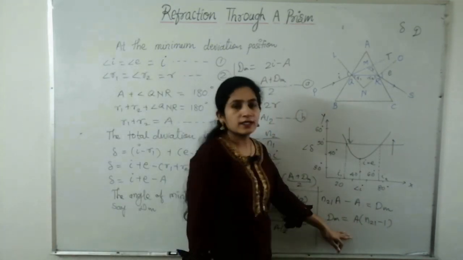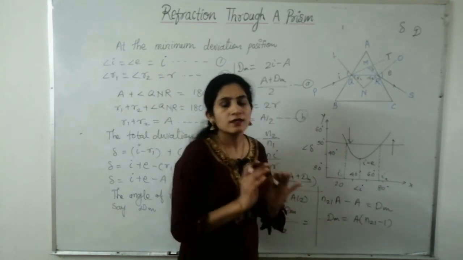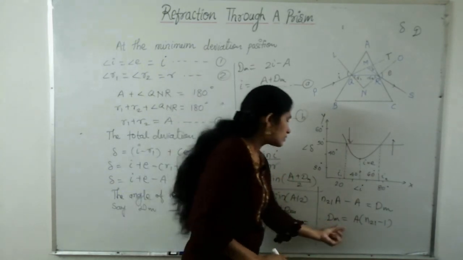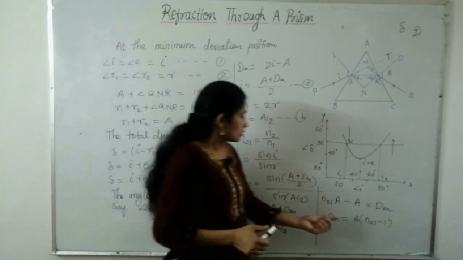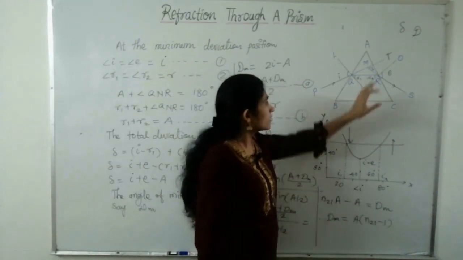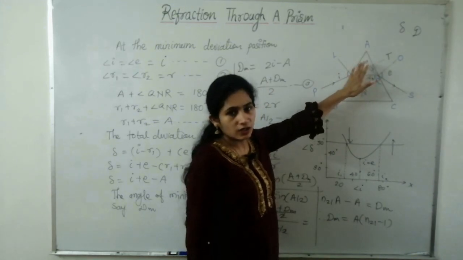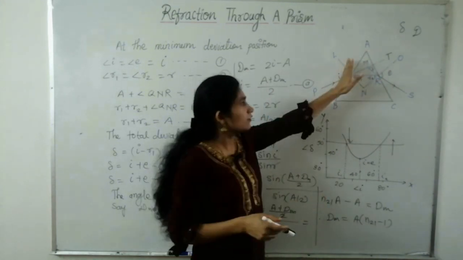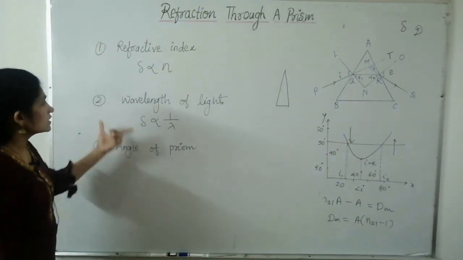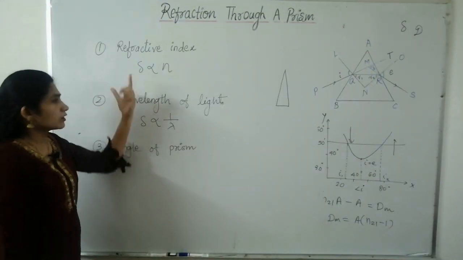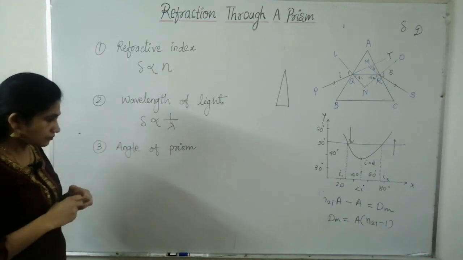Therefore this indicates that a thin prism doesn't deviate light much. Deviation will be less in the case of a thin angle prism. Now thin angle prism means the angle is less than 10 degrees. Otherwise, if the angle of prism increases, deviation increases. So these are the factors on which the angle of deviation depends.